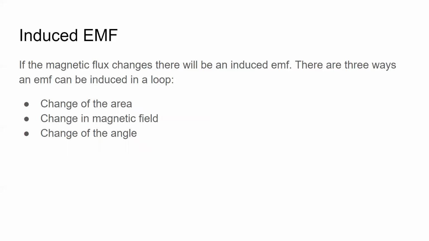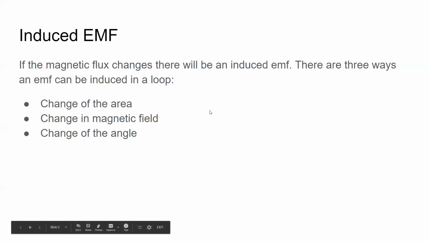All right, so let's start with induced EMF. When a magnetic field creates a current, there has to be an induced EMF to be able to create that current. And so the magnetic flux needs to change for that to happen. And so there are three ways that the EMF can be induced in a loop. So there can be a change in the area, change in magnetic field, and change of the angle, which we will get into more in depth in the next slide.